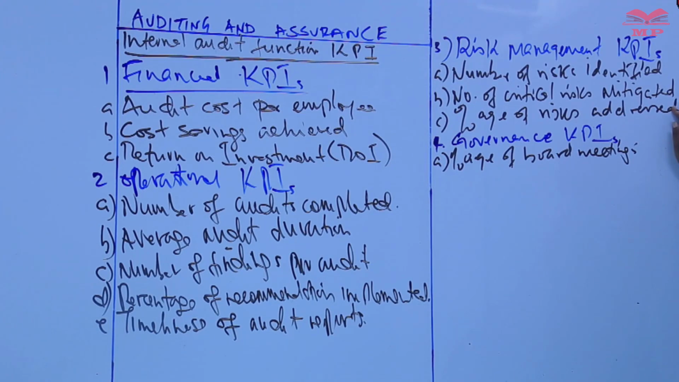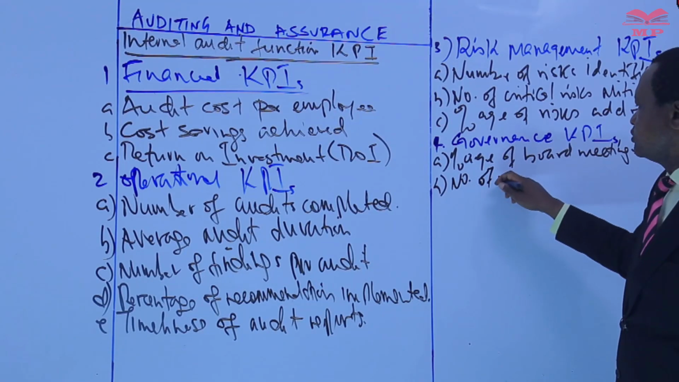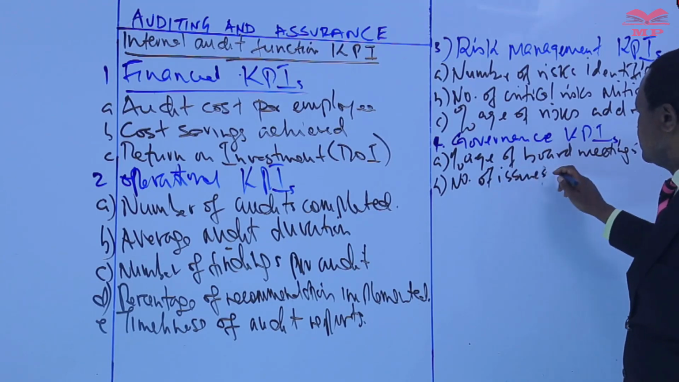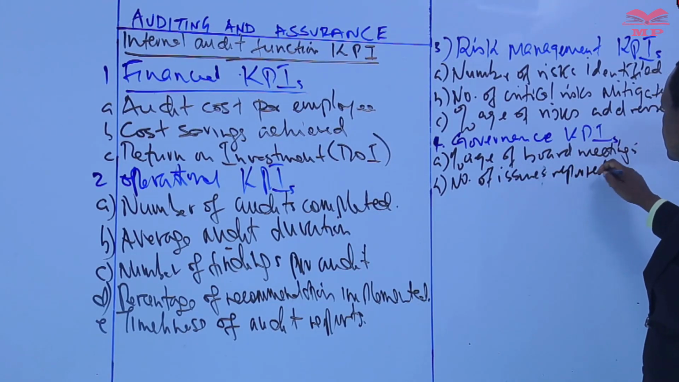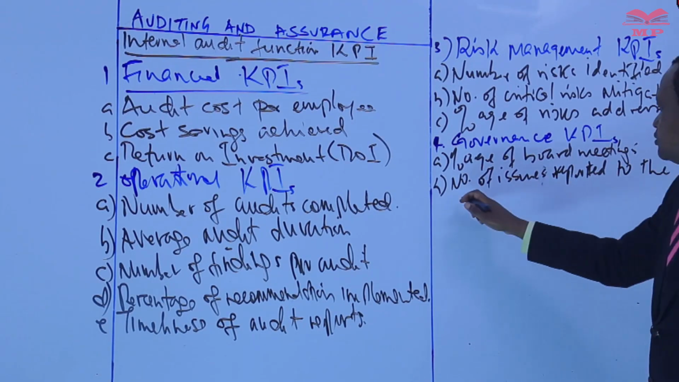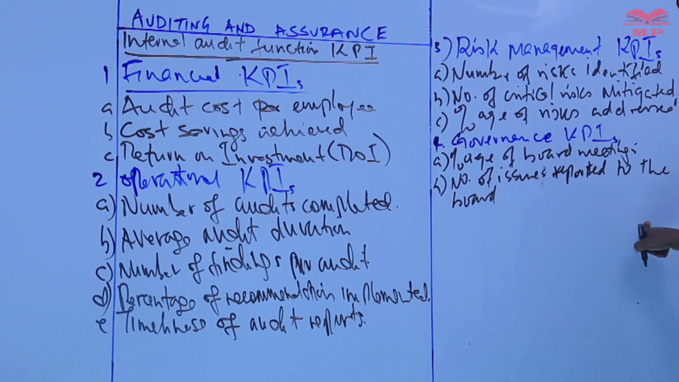We also have the number of issues reported to the board. Number of issues the internal audit department reported to the board during an accounting period. Now, this indicator measures the internal audit function's role in informing the board of significant issues in the company.